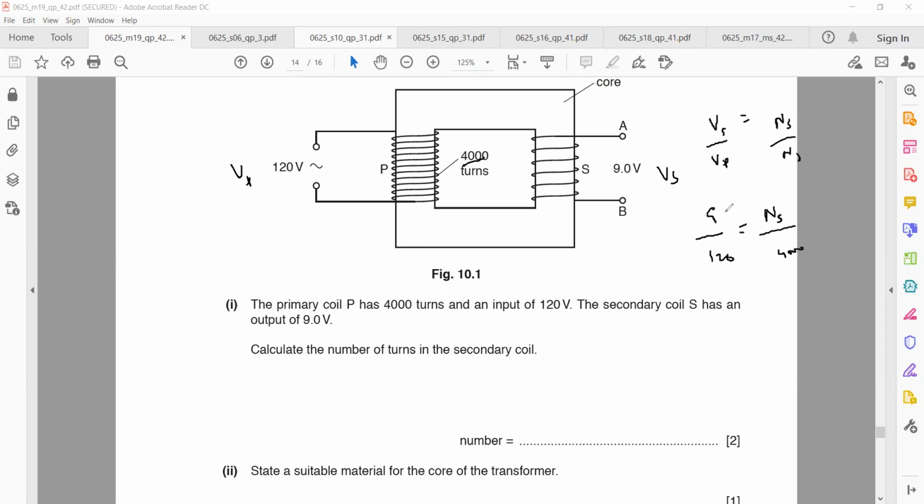So 4,000 is divided, on the other side it will be multiplied, so it will be 9 multiplied by 4,000 divided by 120. This 0 will cancel with 0. This will be 3, this will be 4, 1, 100, so it will be 300 turns. So you will write 300. There is no unit, because it's a number, like 300 turns or 500 turns.